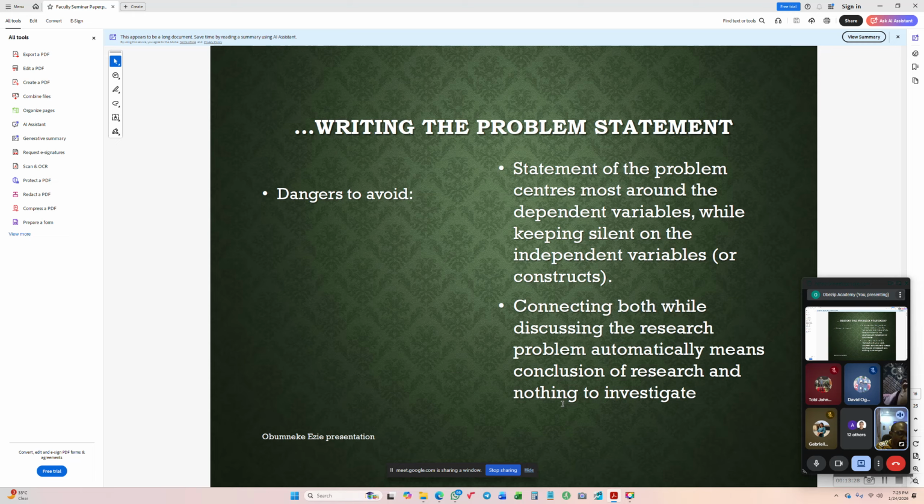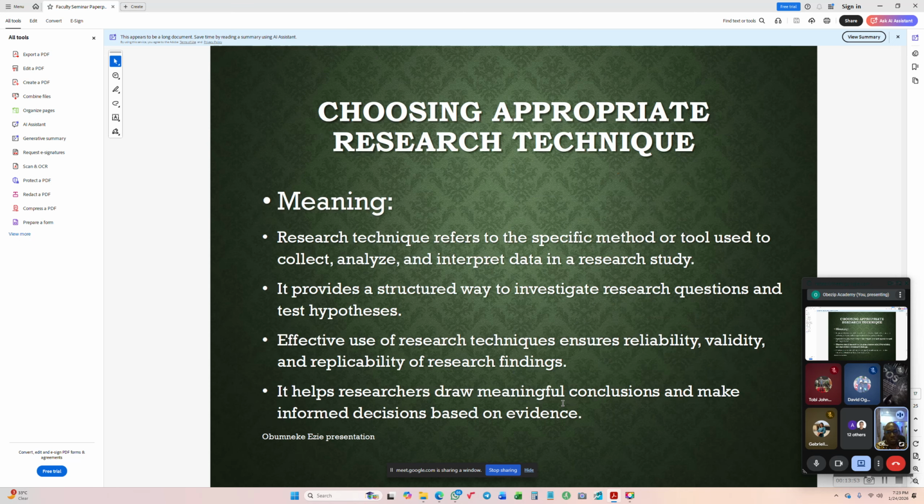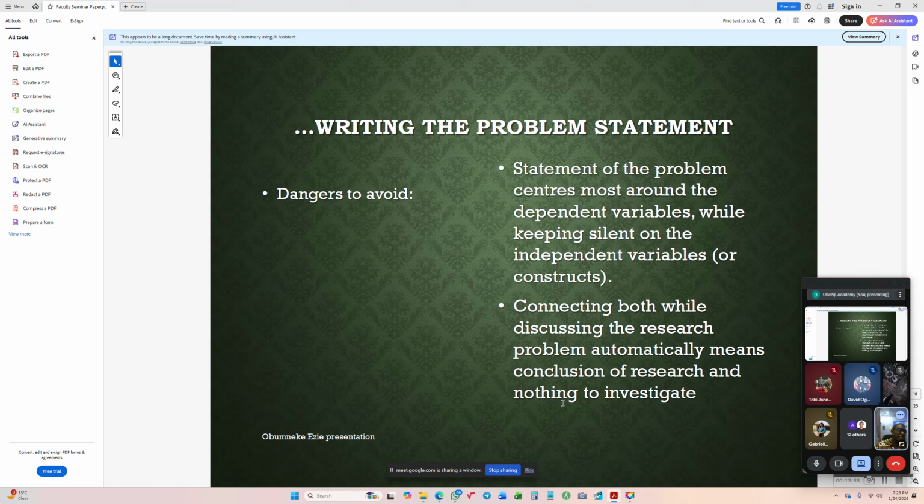And that's why most times we let our students know that writing research is a skill, right? It's an organizational skill that one has to learn, even beyond classrooms. And of course, most times you learn these things by attending conferences, by attending workshops, and by attending seminars such as this, right? So connecting the statement of problem, connecting both variables, the independent and the dependent variable, seems to be the conclusion of research, and of course, nothing to be done in that case.